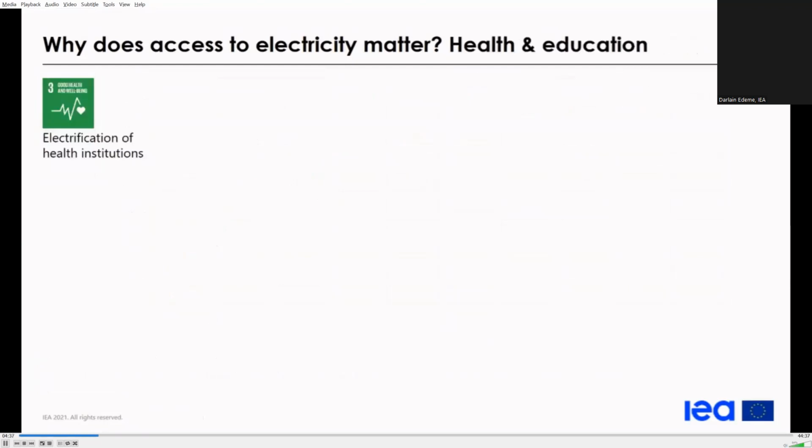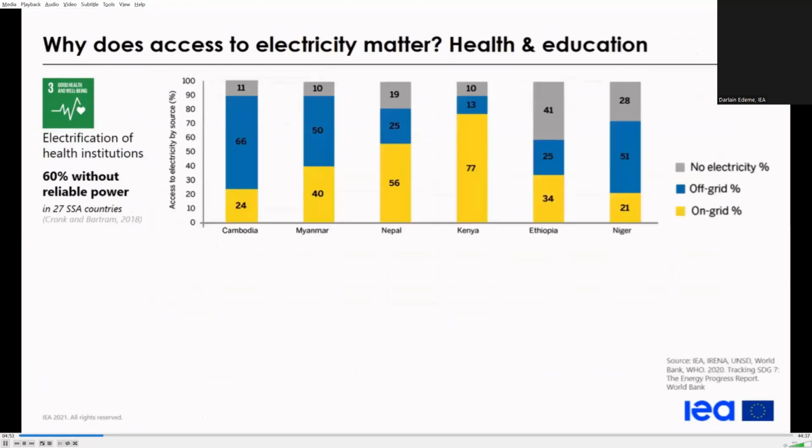When looking at health and education, based on a study conducted in 2018, 60% of health institutions were without reliable power in certain number of geographies. And you can see discrepancies across countries. You can see countries where health centers are primarily relying on grid or sometimes on off grid solutions, and also places where there is no electricity and reliable source to power those health institutions.